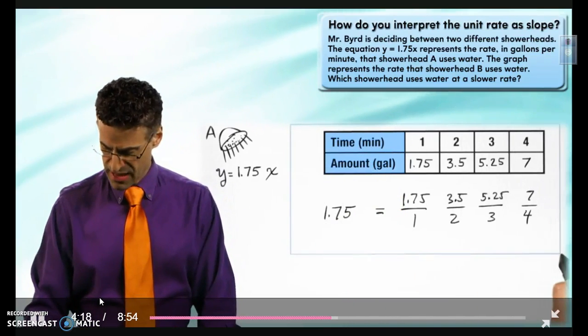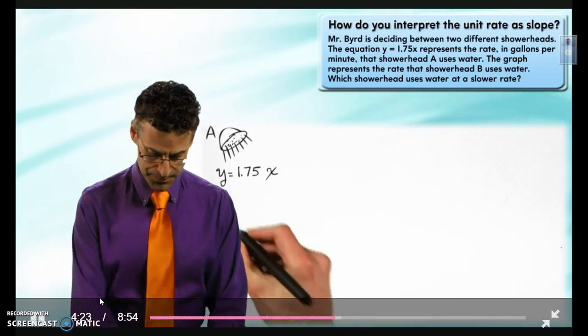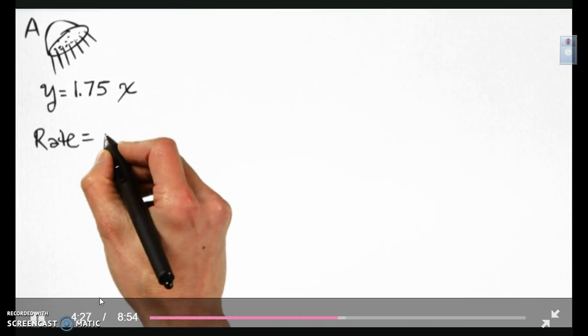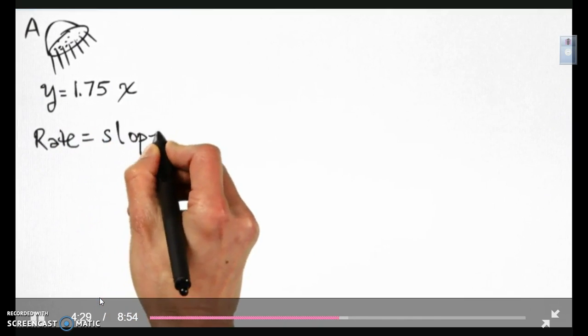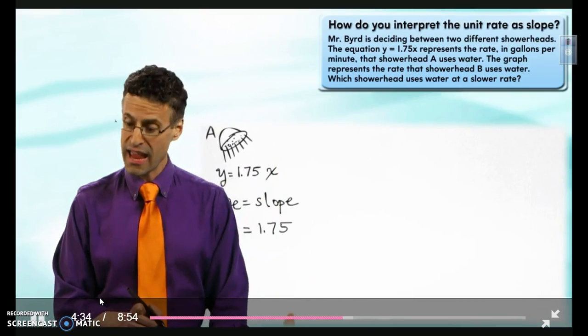In any case, I don't care about any of this stuff, so it's gone. All I care about is that we know that the rate here is equal to the slope, which is equal to 1.75. Okay, now that's for A.